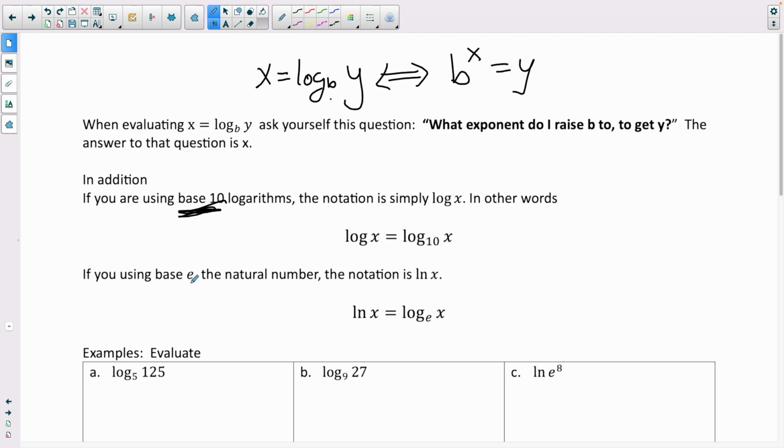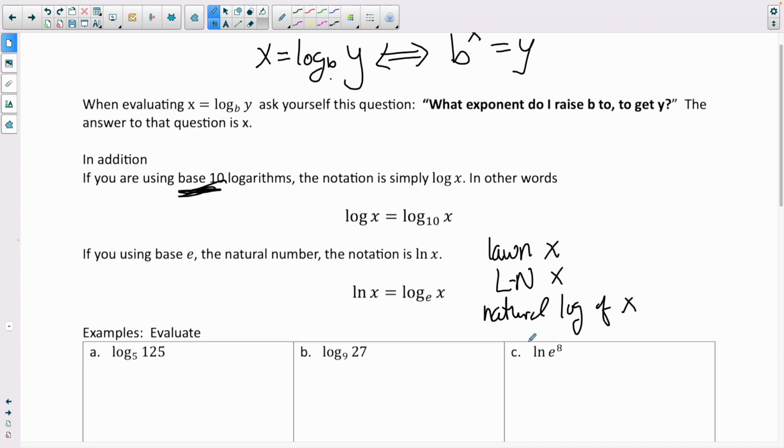If you're using base e, e is the natural number or Euler's number. The notation is ln of x. So ln of x is equal to log base e of x. And again, just notational. You can pronounce this ln or natural log of x.